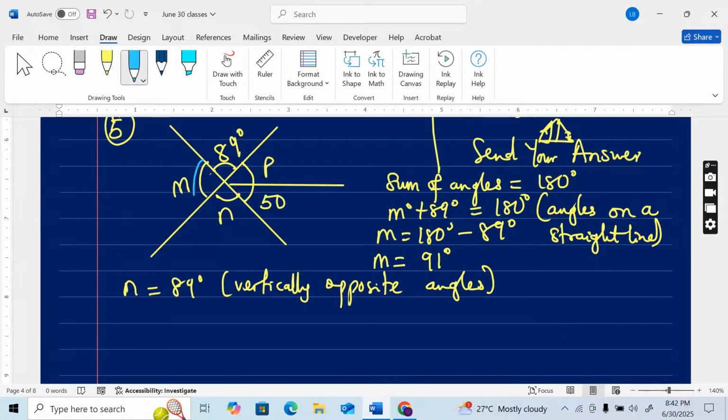That is to tell you that this angle M is vertically opposite to this angle, where P and 50 degrees are. So you will be the one to answer this question. What is the value of angle P?